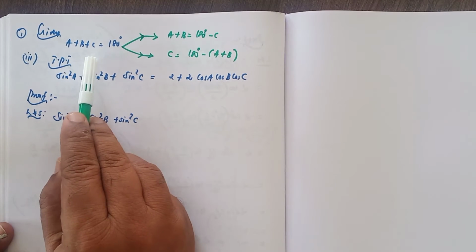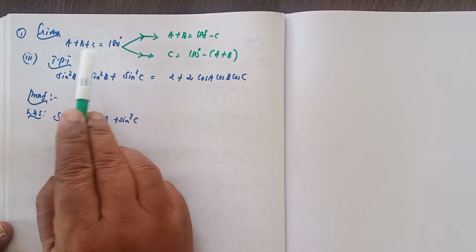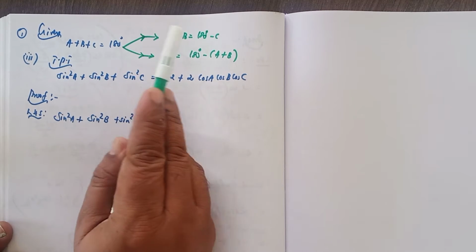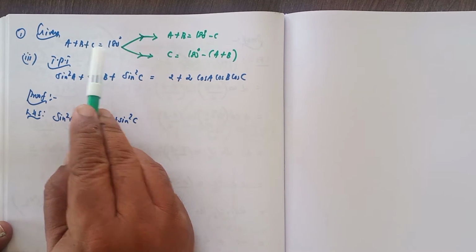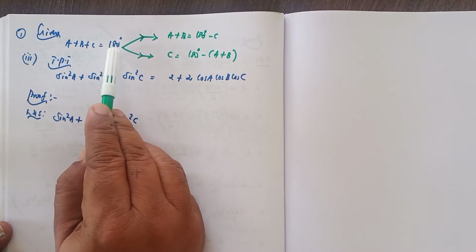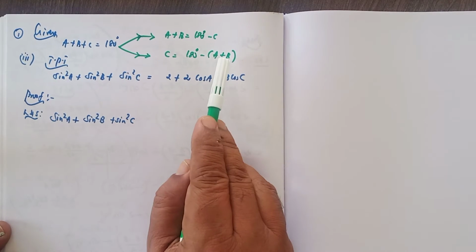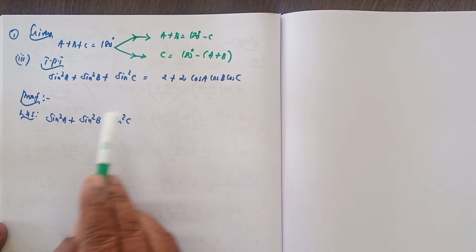Here you are given A plus B plus C equals 180 degrees. Therefore, A plus B equals 180 degrees minus C. We retain C on the left hand side and 180 degrees, and A plus B comes to the right hand side as minus of A plus B. Here is the LHS.